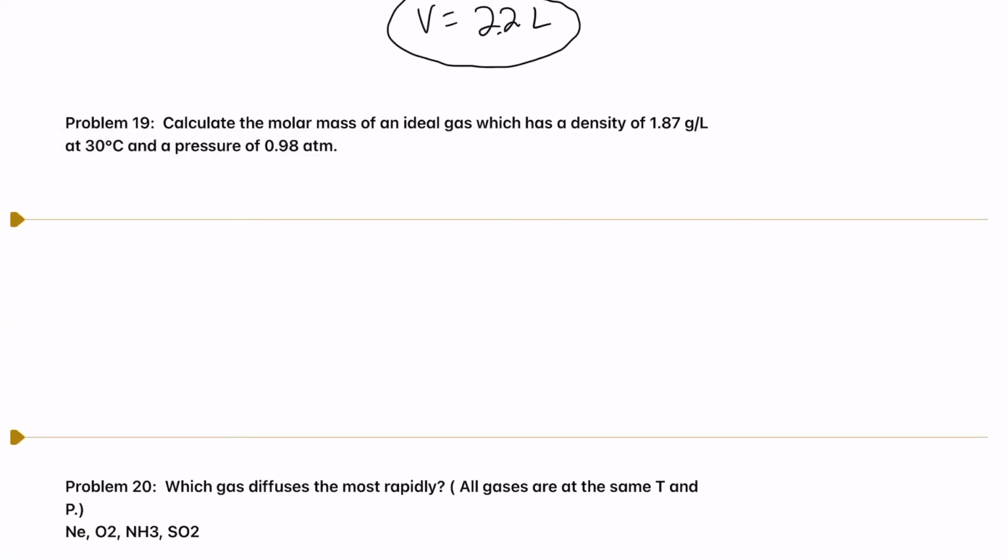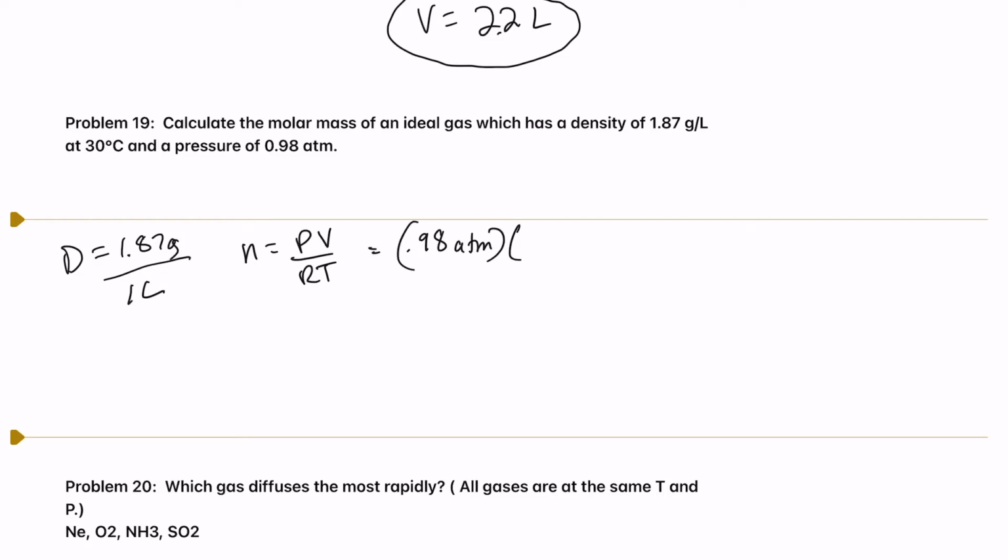And this is similar to one of the labs that we are looking at with Hess's law. But we are looking to calculate the molar mass of an ideal gas, which has a density of 1.87 grams per liter at 30 degrees Celsius and a pressure of 0.9 ATMs. So we are looking for molar mass. That's grams per mole. And so we need to first solve for moles.